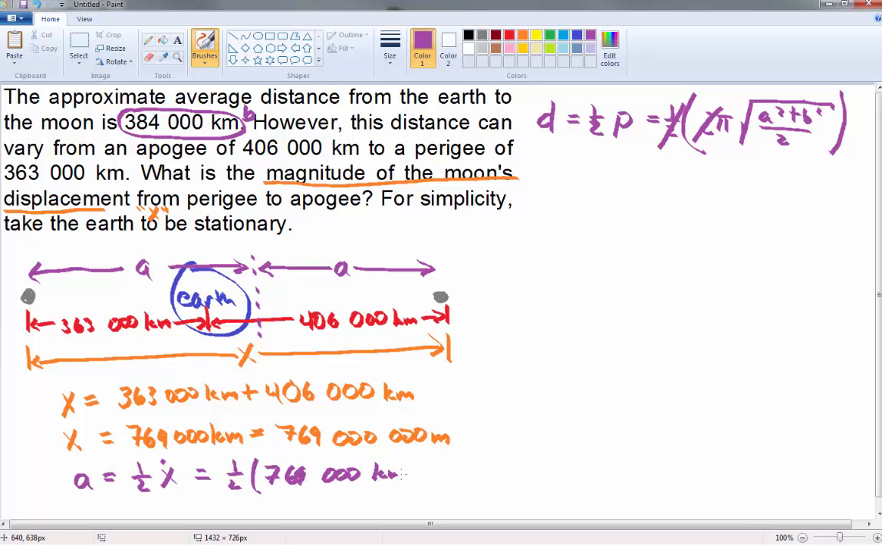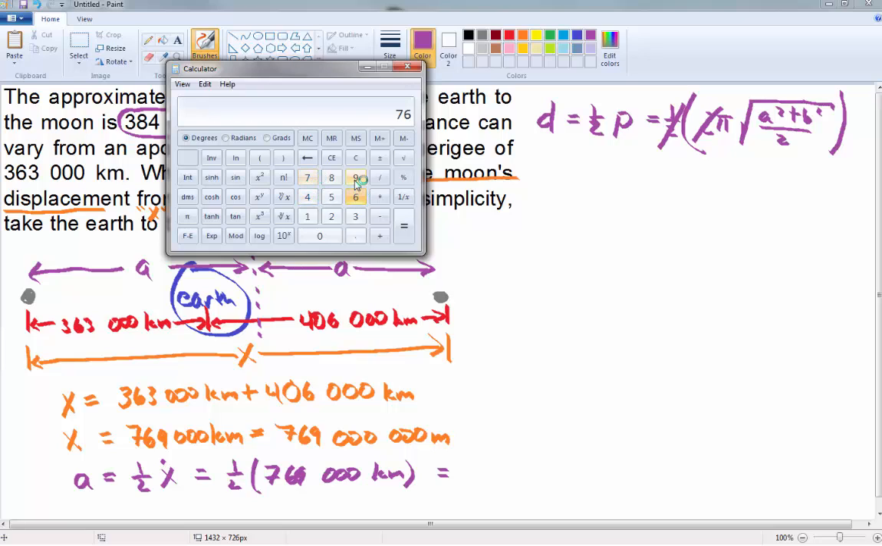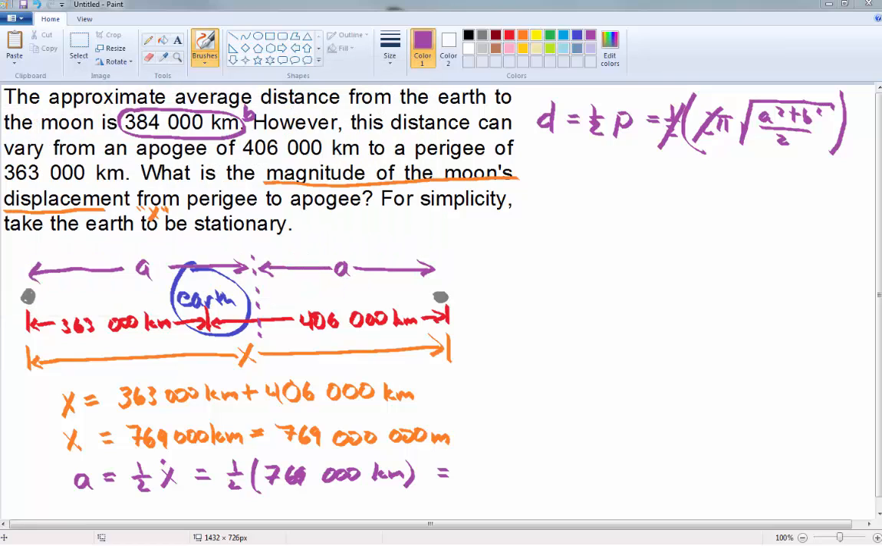and so that is equal to 1/2 of 769,000 kilometers. And so if you take 769,000 and divide it by 2, what you end up with is 384,500. So the value for a is very nearly equal to this average value. And so that tells us that it's actually a fairly circular ellipse. So that's good because this formula is valid for an ellipse that is very nearly circular. So we have 384,500 kilometers for A.